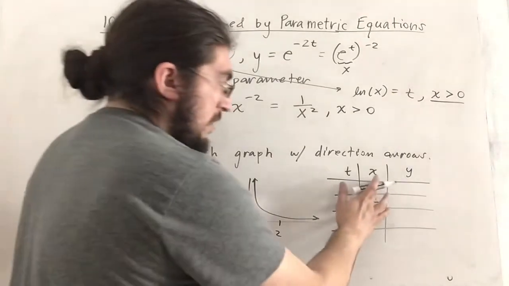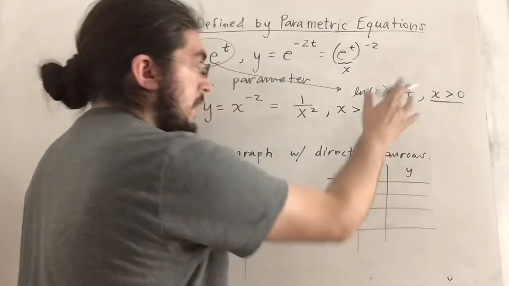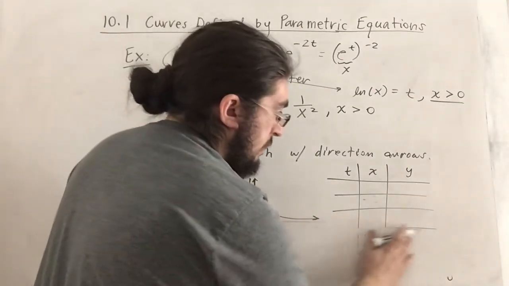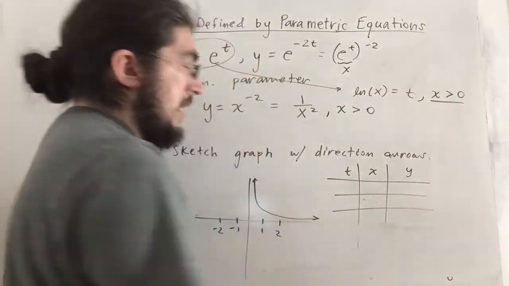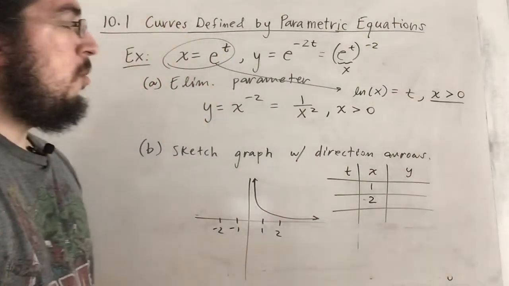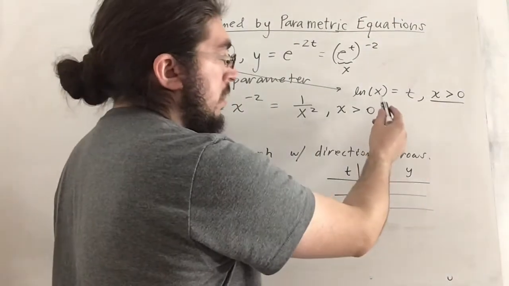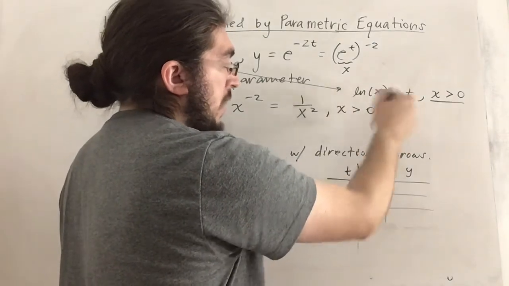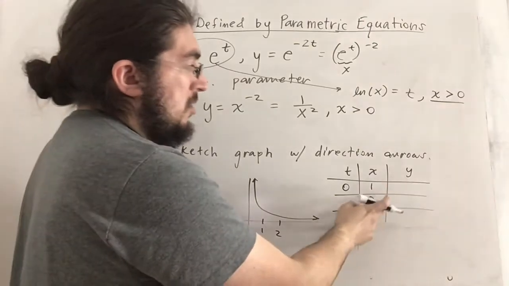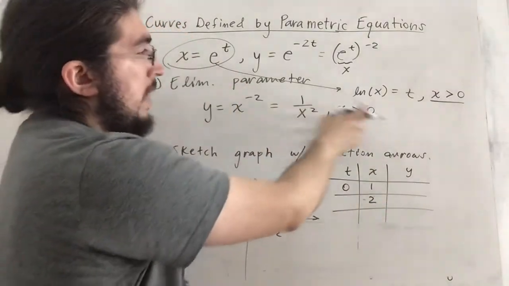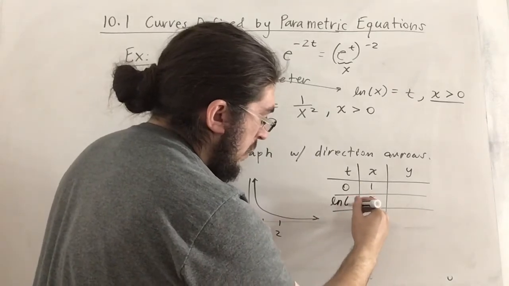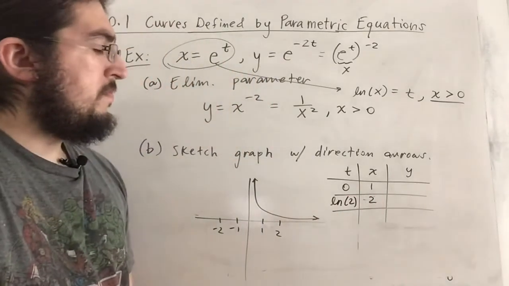So as it turns out, we don't even need these, because x can't be less than or equal to 0. So let's just not even worry about those, I guess. Let's still go from 1 to 2 though. So when is x 1? x is 1 when t is ln of 1, which is 0, and x is 2 when t is ln of 2, which is 0.69, but I'll just say ln of 2.